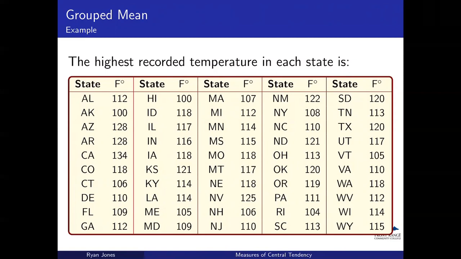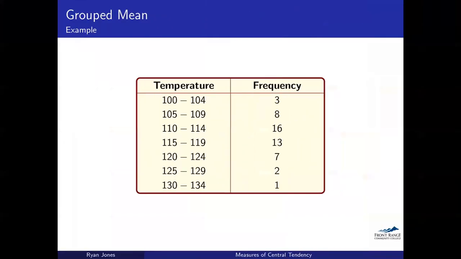But I'm going to be honest, that sounds like a lot of work. That sounds pretty tedious. I don't want to manually add all of these 50 together. So what we could do is go back to our frequency distribution. We could recall this frequency distribution that we've made here, where we group the temperatures into intervals, like 100 to 104 and 105 to 109 and so on. And then we mark the frequency of how often temperatures occur in those ranges.